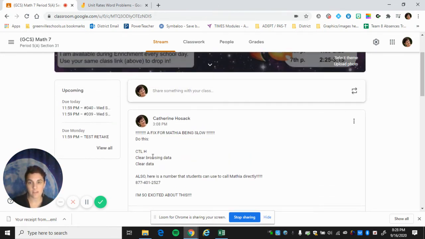You can see it here on the stream. Control H, clear browsing data, clear data. Also, there is a phone number there that you can call. It goes directly to the people in Mathia. So if you're not understanding why Mathia is making you do a certain thing, or if you're stuck, first, obviously, read all the information that Mathia gives you about that topic. Check your notes, try as hard as you can, and then, especially if it's after school hours and you can't reach me, try that number. Tell me how it goes.